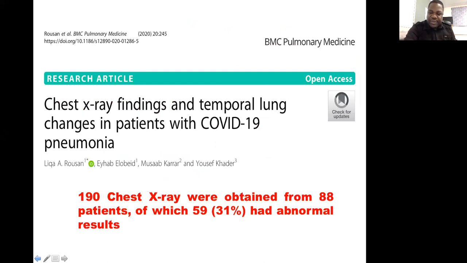So I tried to look at one of the articles that was published last year in BMC Pulmonary Medicine. This article is titled Chest X-ray Findings and the Temporal Lung Changes in Patients with COVID-19 Pneumonia. In this study, the authors enrolled 88 patients, and they did 190 chest X-rays on those 88 patients. So they had a baseline chest X-ray done, and they also did follow-up chest X-rays.